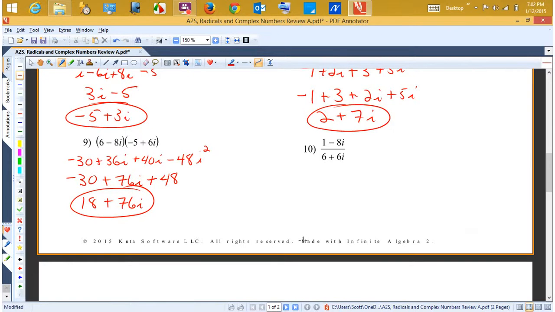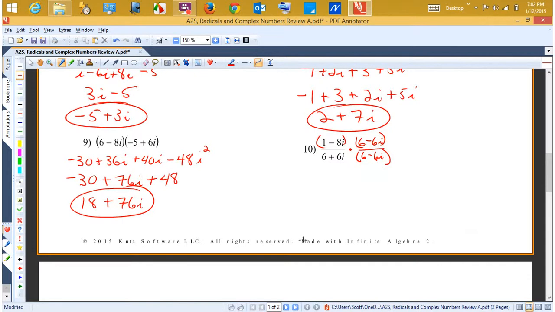Okay, the next one is where I'm dividing by a complex number. And remember, we cannot have a complex number in the denominator, so I'm going to multiply by the conjugate of this complex number in the denominator. So that would be multiplying the top by 6 minus 6i, and the bottom by the same thing, 6 minus 6i.